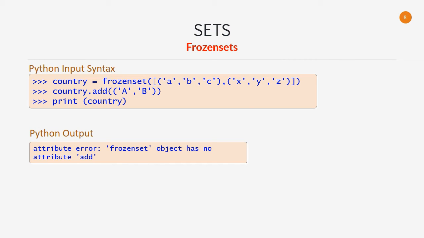When we execute this program, the output that we'll get will be AttributeError: frozenset object has no attribute add, right? Because a frozen set is totally immutable. It is immutable as a whole. So even if you try to mutate it with an immutable object such as a tuple, it won't get mutated.